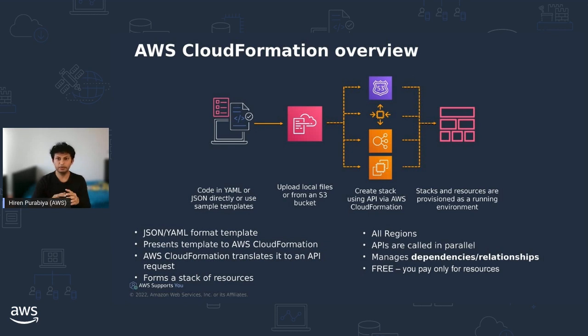At this point, AWS CloudFormation essentially works as an API wrapper. So AWS CloudFormation calls the APIs that you defined in your CloudFormation template, and it passes them as API calls to those services. And these APIs are called in parallel, and CloudFormation manages any dependencies or relationships between the different resources that are being created. And once again, you only pay for the resources you use. Also, CloudFormation has good integration with other open source tools like Ansible, Puppet, Chef. So if you are using those tools already, you may integrate CloudFormation with that.